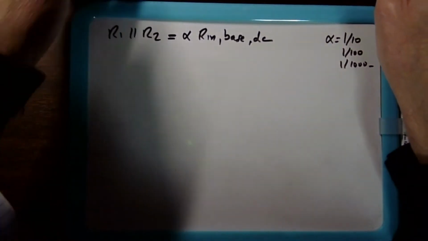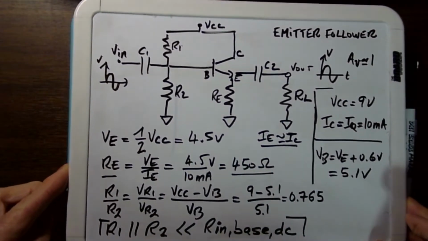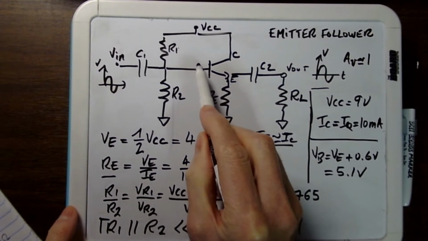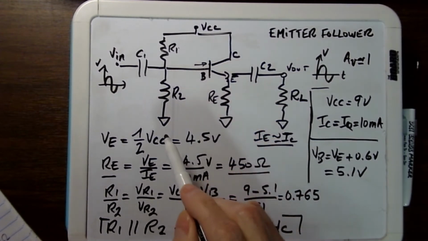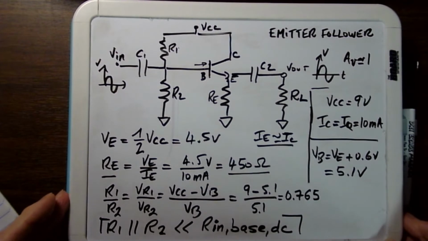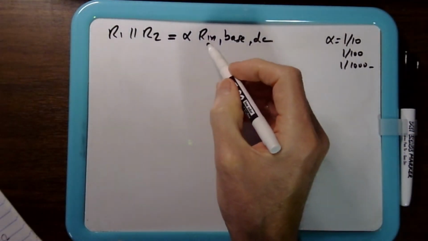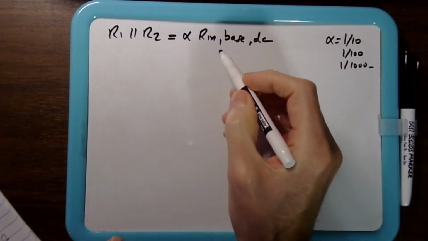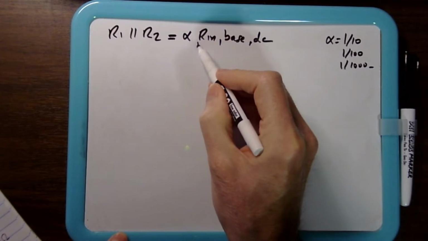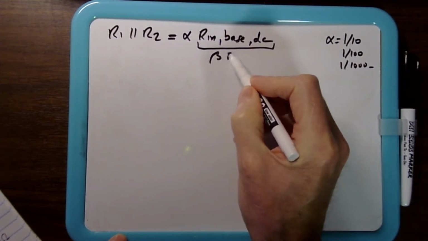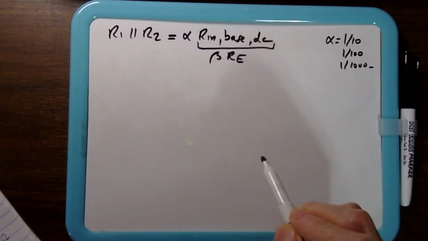So what is R in base DC? R in base DC is the resistance when you look into the base in DC. So it's the DC resistance looking into the base. And if you look at that video I made before, the value is equal to beta RE.